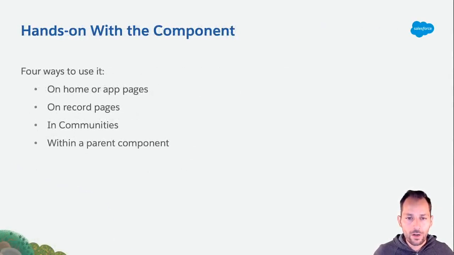So I mentioned there are a couple of different ways to use this component, and there are in fact 4 different ways to use it. You can use the component on app page or home pages in Lightning Experience. You can also use the component on record pages. And the reason why I've separated this from the 2 previous options is actually that this is adding extra functionality. When you use the component on the record page, you get the ability to filter the viz based on the current record context. More on that when we jump to the demo.